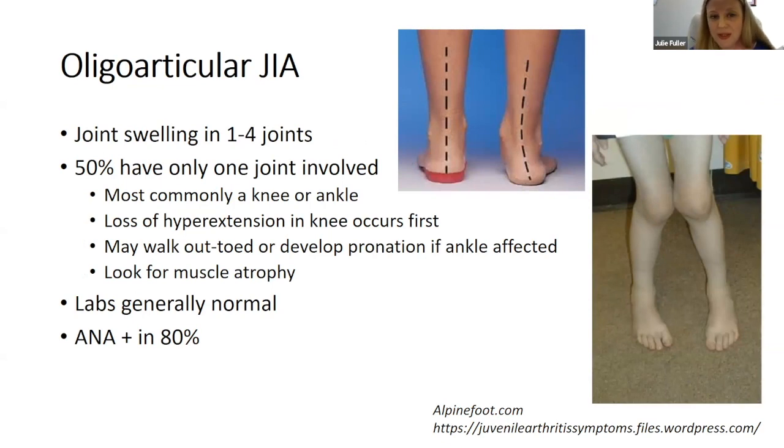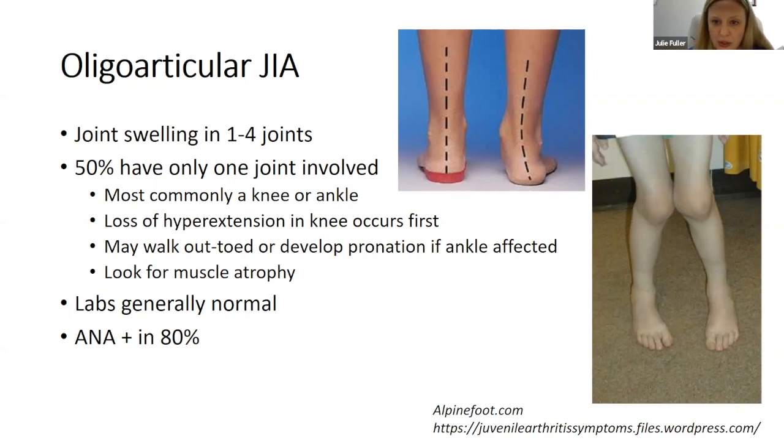And about 50% of the time, it's typically only a single joint, with the most common areas affected being a knee or an ankle. And sometimes it can be very subtle. Usually when there is swelling, they do lose range of motion, but because kids are so hypermobile at this age and have so much range of motion, it may just be loss of hyperextension in the knee on exam. You may also see, or the parent may describe that they're walking out-toed on one side, or they're developing overpronation of their ankle. And that can occur if there's swelling in the talonavicular or subtalar involvement.